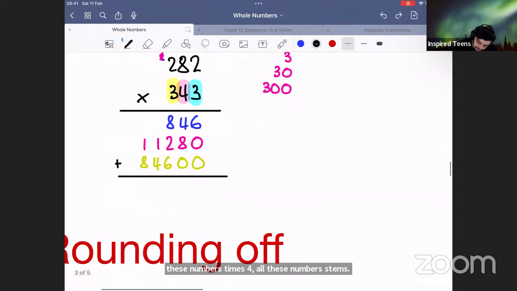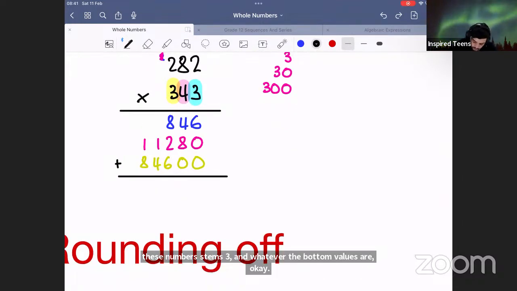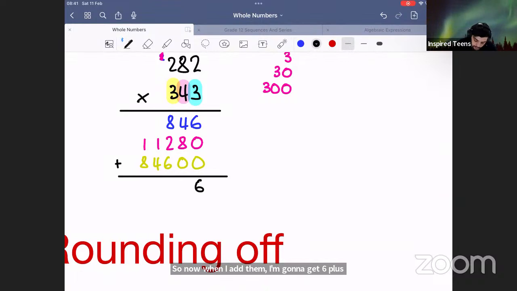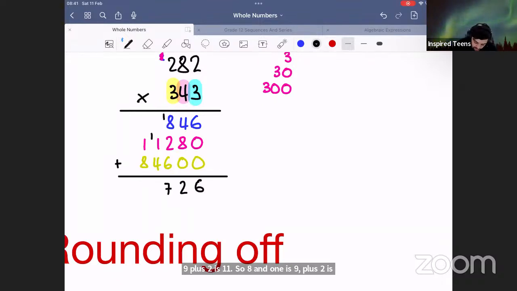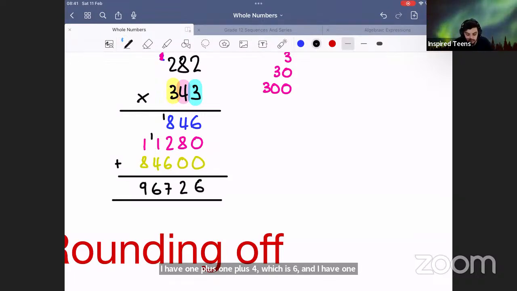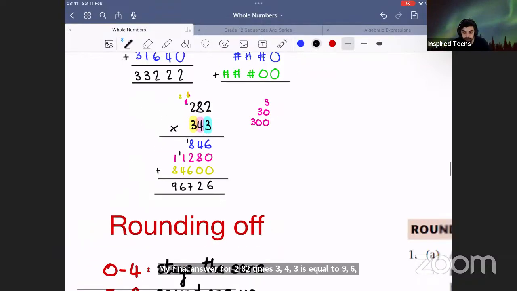Okay, so now when I add them, I'm going to get 6 plus 0 plus 0 is, of course, 6. Right? 4 plus 8 plus 0, that is 12. 9 plus 2 is 11. So 8 and 1 is 9. Plus 2 is 11. Plus 6 is 17. I have 1 plus 1 plus 4, which is 6. And I have 1 plus 8, which is 9. So my final answer for 282 times 343 is equal to 96726.